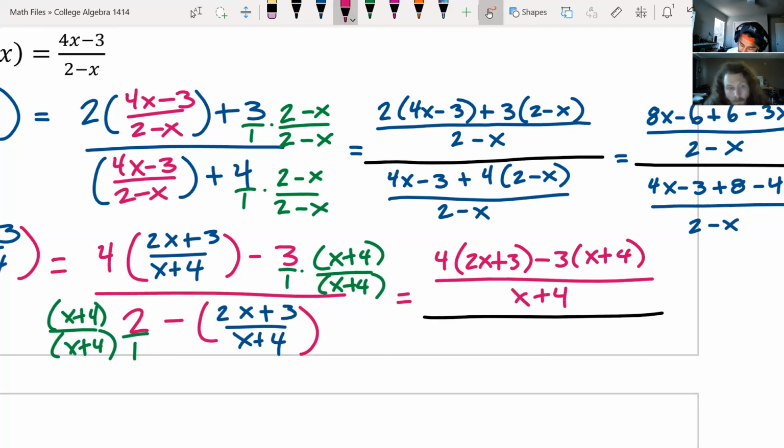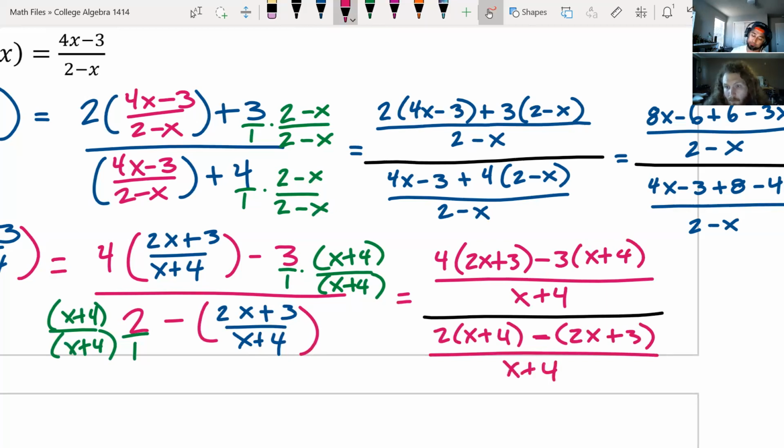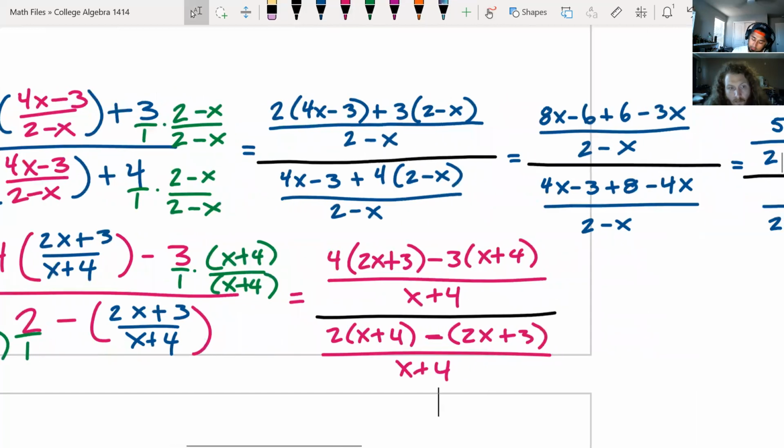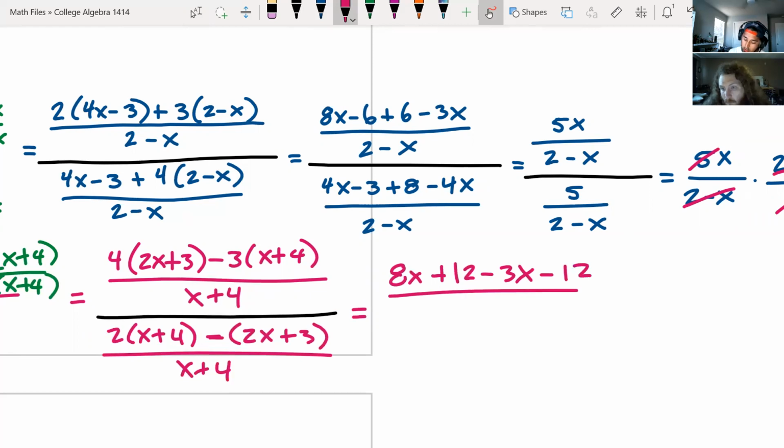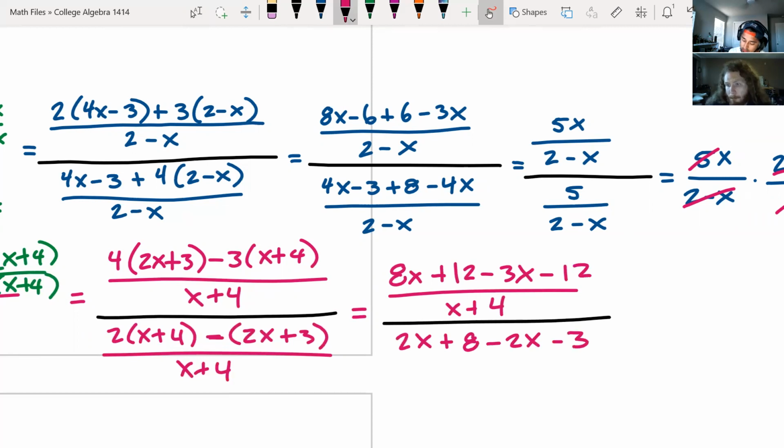over 2 times x plus 4 minus 2x plus 3 over that same denominator. There we go. And clean up. 8x plus 12 minus 3x minus 12 over x plus 4 over 2x plus 8 minus 2x minus 3 over x plus 4.